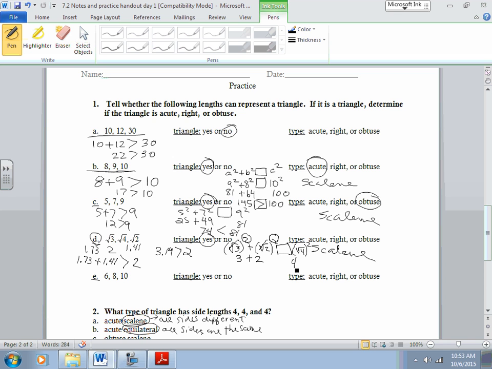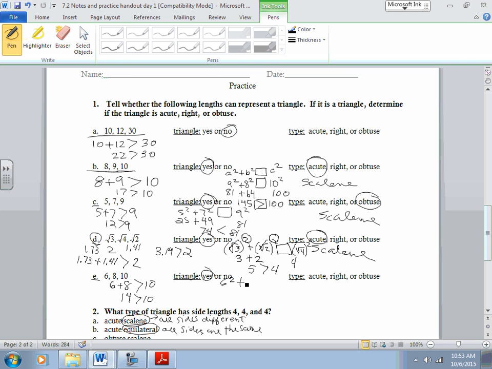3 plus 2 is 5. 5 is greater than 4, so a squared plus b squared is greater than c squared, means it's in a cube. Alright? Alright, and E real quick, 6 plus 8 is greater than 10. 14. 14 is greater than 10, so that's a yes.